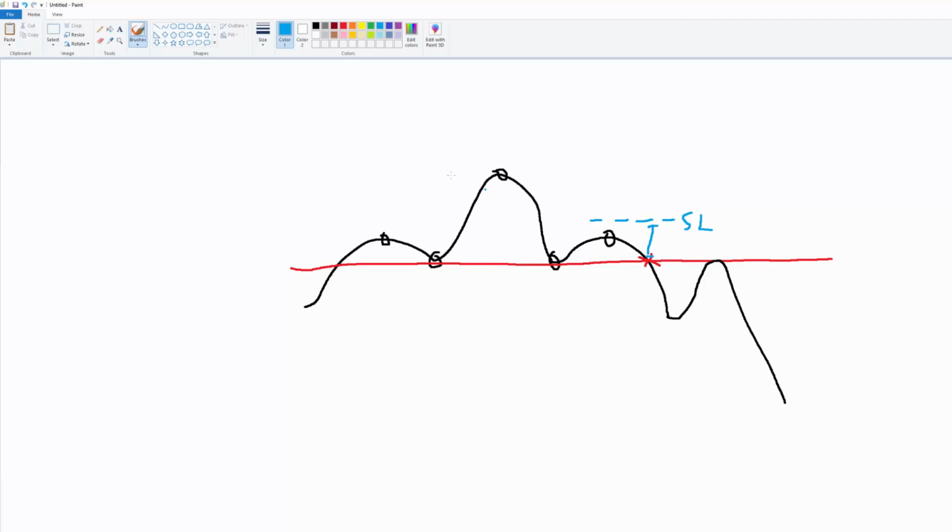Now the take profit area works like this. You have to measure from the neckline all the way to the highest peak. So this would be like this. And you take this distance, measure it out, and then over here would be your take profit area.